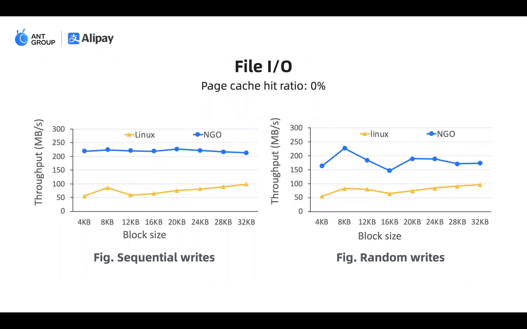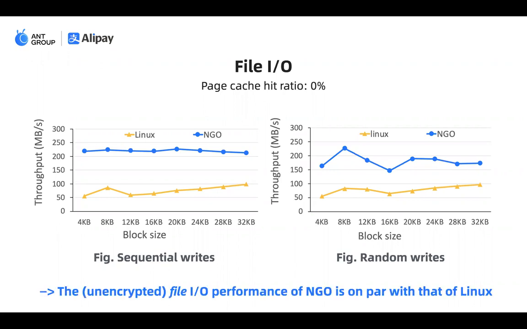And for write, the performance of NGO is even greater than that of Linux. This is due to the fact that NGO is accelerated with I/O ring. I/O ring is the fastest I/O mechanism on Linux. So NGO benefits from the use of I/O ring. Okay, so for unencrypted file I/O, the performance of NGO is on par with that of Linux.